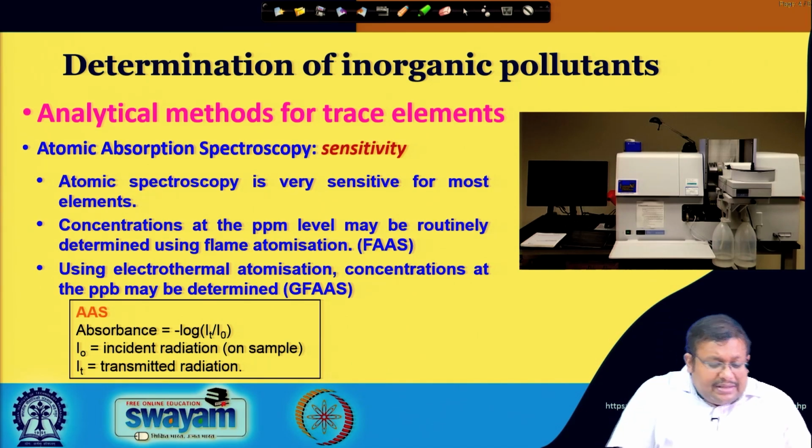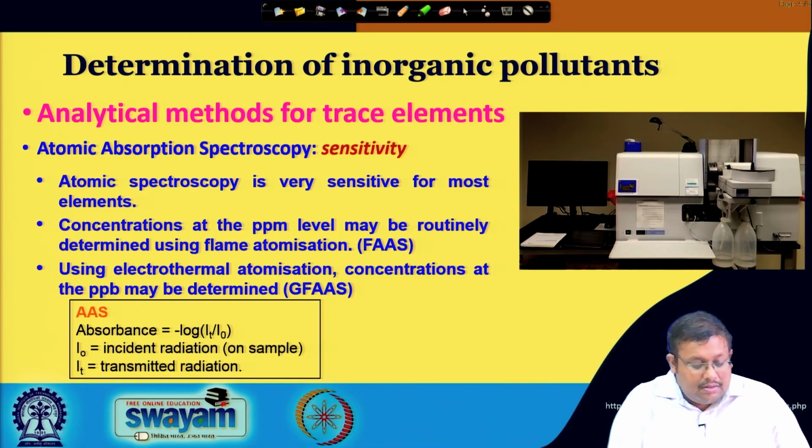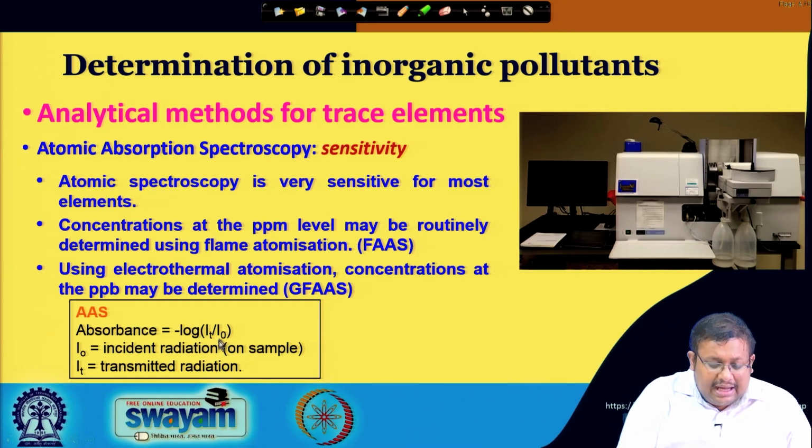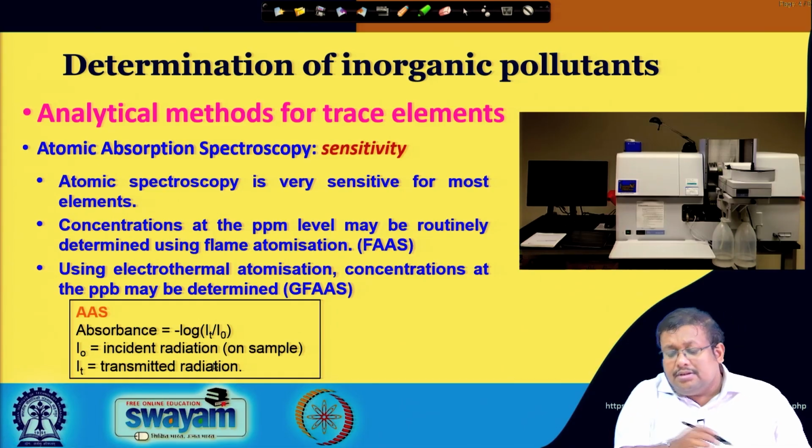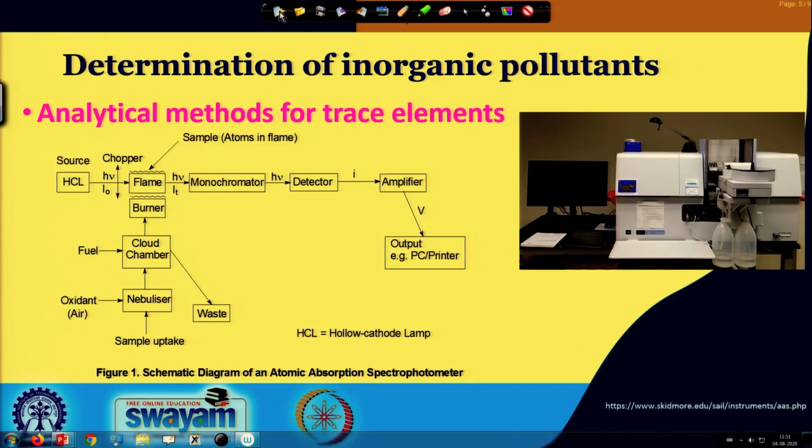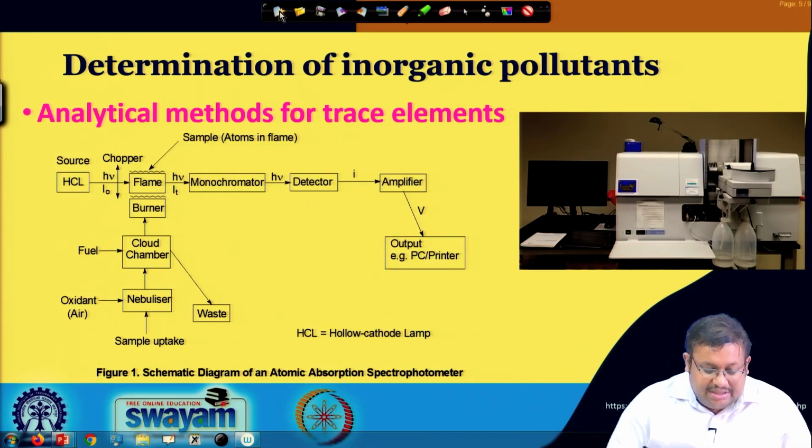Okay. Now, this is the principle of absorbance, and you know all this. Absorbance is minus log of IT by I0, where IT is the transmitted radiation and I0 is the incident radiation on the sample. So, this is how atomic absorption spectroscopy basically works. This slide shows the schematic diagram of an atomic absorption spectrometer, and this is how it works.